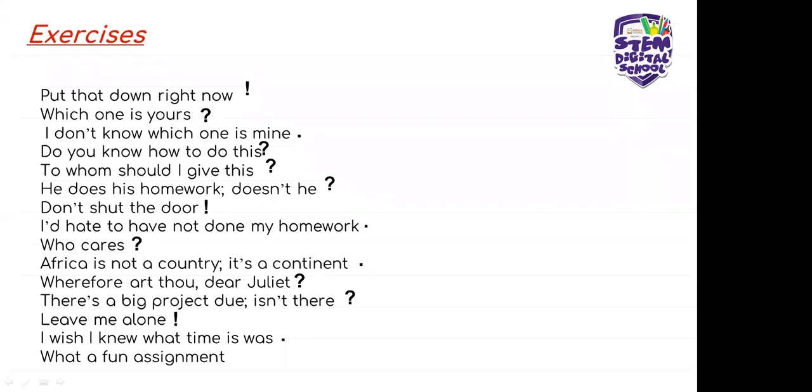But something like the first one, which says, put that down right now, that is going to be an exclamation mark. Your mother isn't going to tell you, put that down right now, when you have a hot pan in your hand. She's going to scream at you and say, put that down right now. The same with, don't shut the door or leave me alone. You understand the difference between a sentence that can be either an exclamation mark or a full stop. Do you understand the difference?